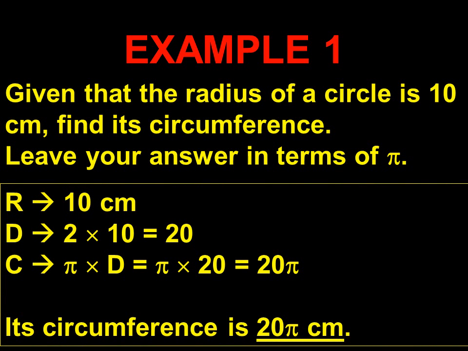Given that the radius is 10 cm, let's find the diameter first, which is twice the radius. To find the circumference, we multiply pi with diameter. The answer is 20 pi cm.